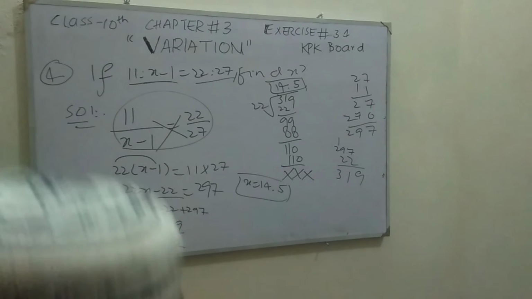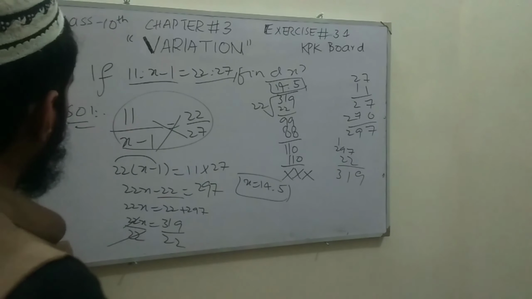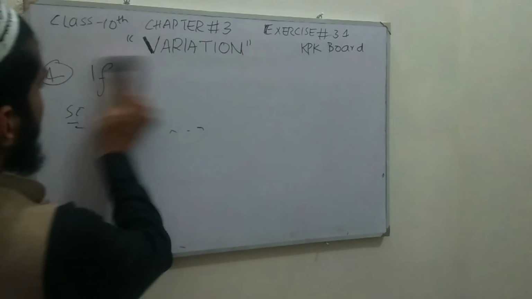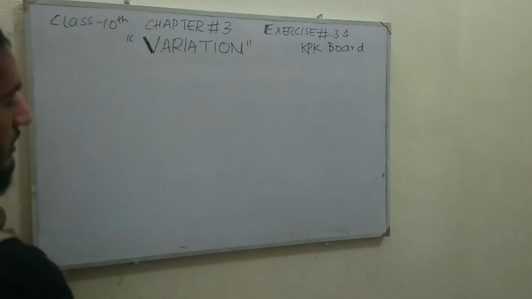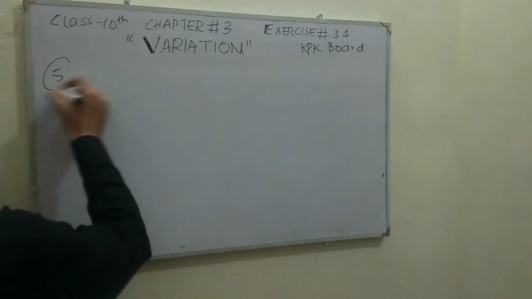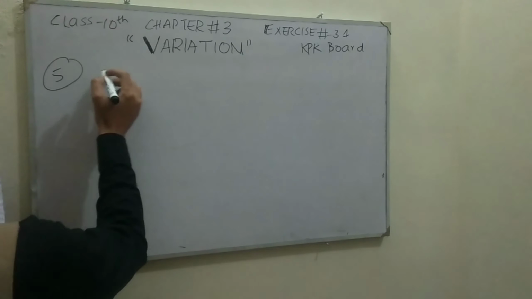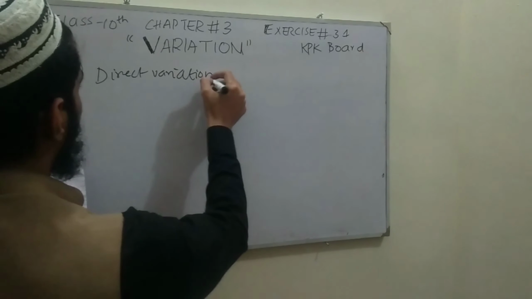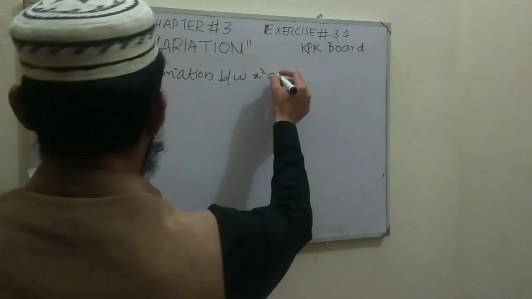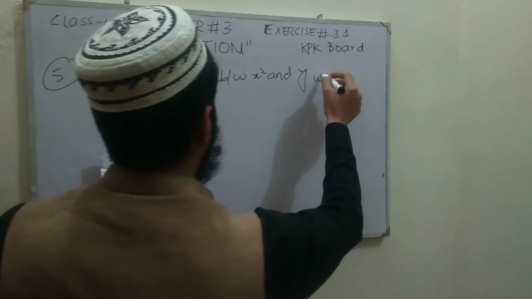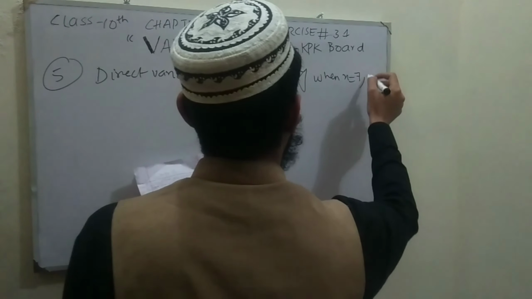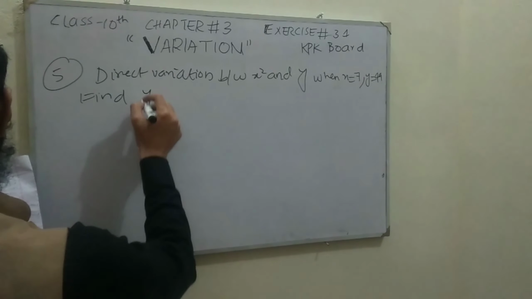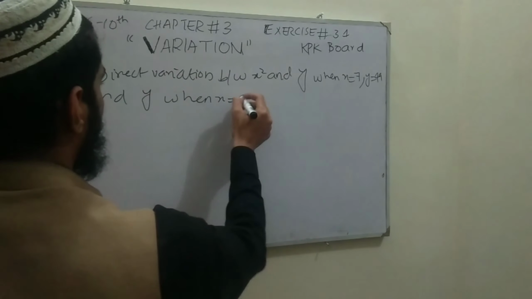Now move to question number 5 relevant to this exercise. Question number 5 tells that there is a direct variation between x square and y. When x is equal to 7 and y is equal to 49, find y when x is equal to 9.